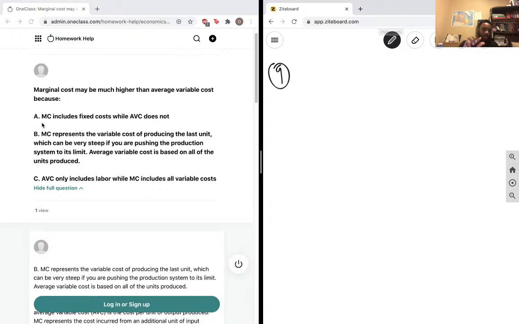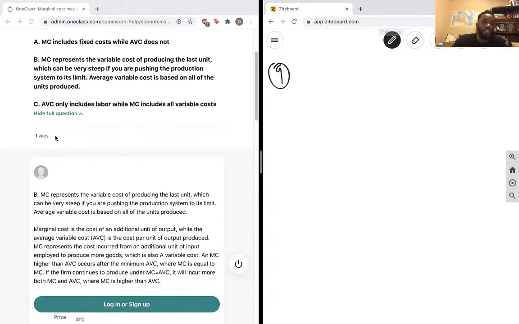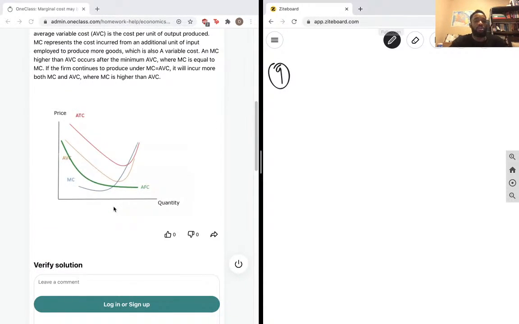But A is a partially right answer, because marginal cost does include fixed costs, whereas average variable cost does not. And because marginal cost includes all the additional costs of bringing in a new output or a new unit, average variable cost won't reflect all the costs. It will only reflect the variable cost. So I think A and B are correct here, but the more complete answer is B. So we'll say this is correct.